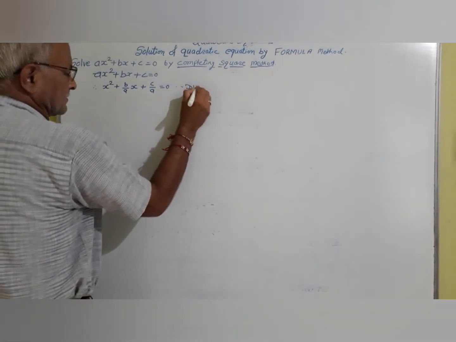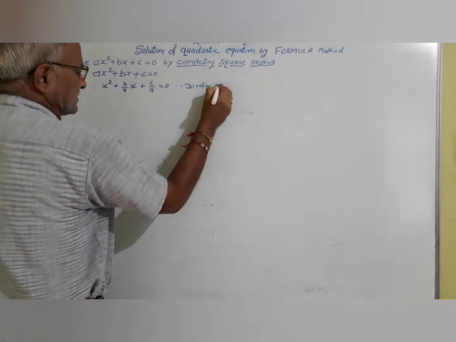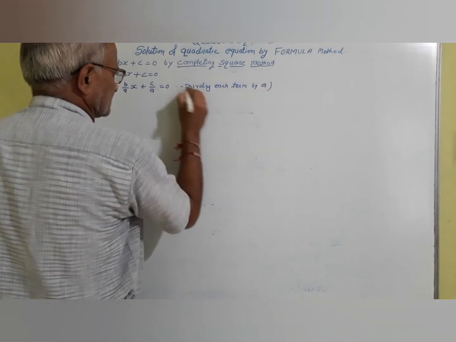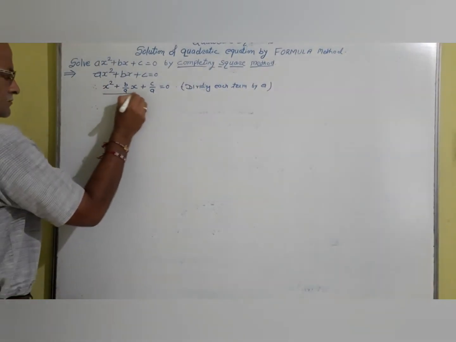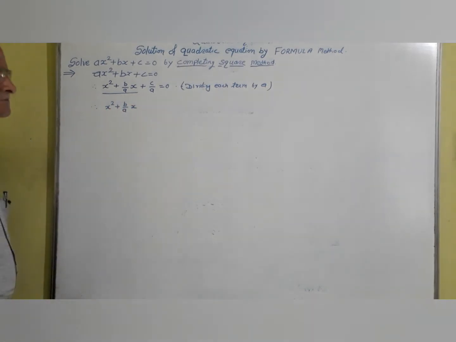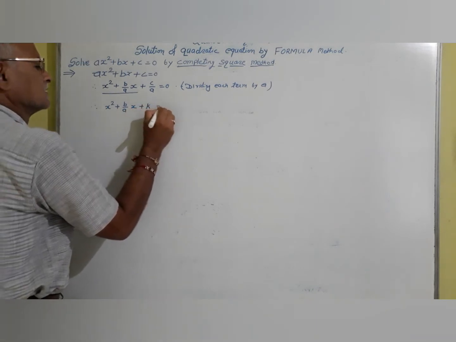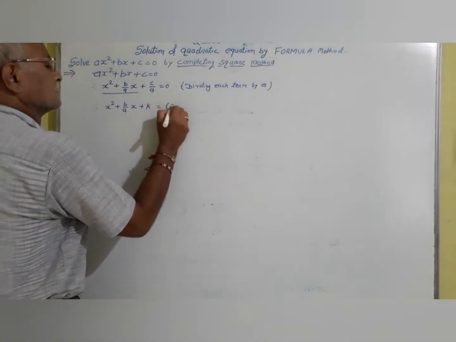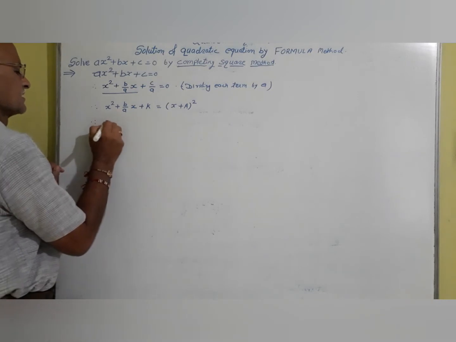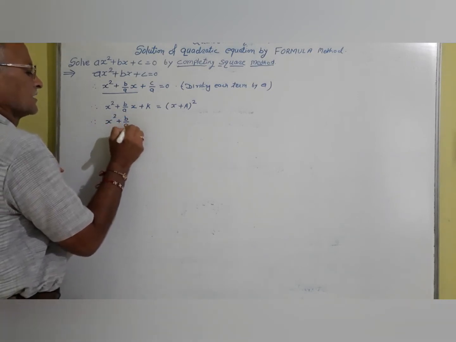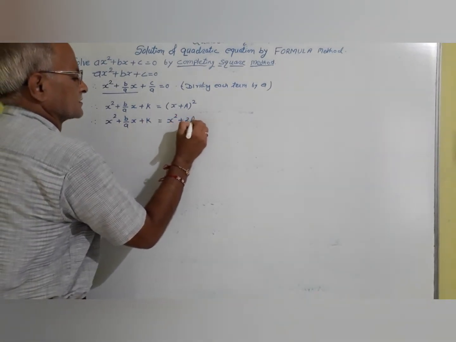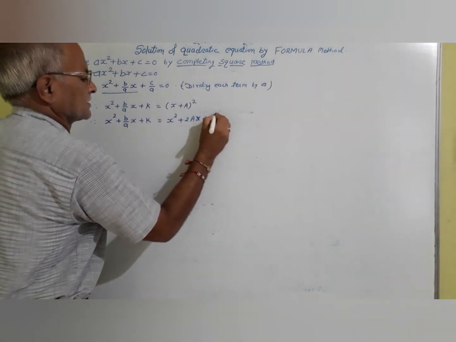Here, dividing each term by a. Now we take these two terms, that is x square plus b upon a x plus k is equal to, here we write x plus a whole square, that is x square plus b upon a multiplied by x plus k is equal to x square plus twice ax plus a square.